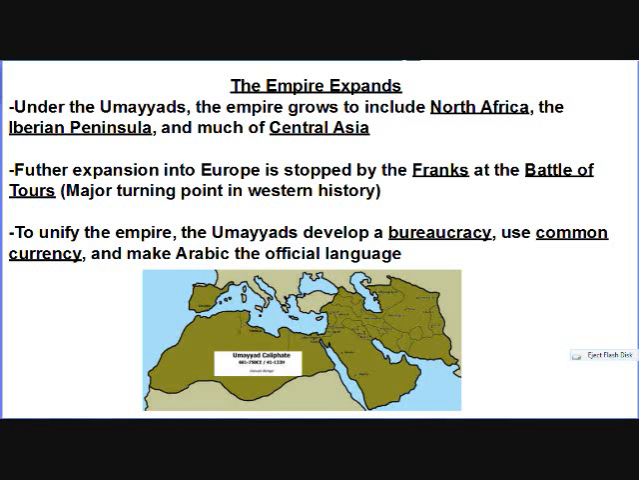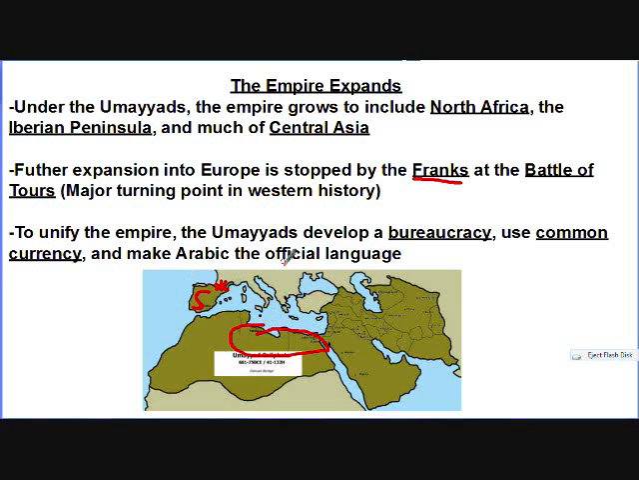So as the empire expands under the Umayyads, it's going to grow into North Africa, obviously North Africa down here, the Iberian Peninsula, and Central Asia. So this is the Iberian Peninsula, also known as Spain. The expansion is going to be stopped by a group called the Franks, who we're going to study, I believe, next unit, and it's called the Battle of Tours. So that happens right about here on the map, and it's a major turning point in the history of Western civilization because it's one of these big what-if scenarios. What if the Islamic Empire had defeated the Franks and kept expanding into Europe? How would that have changed the world? So historians like to play with that idea.